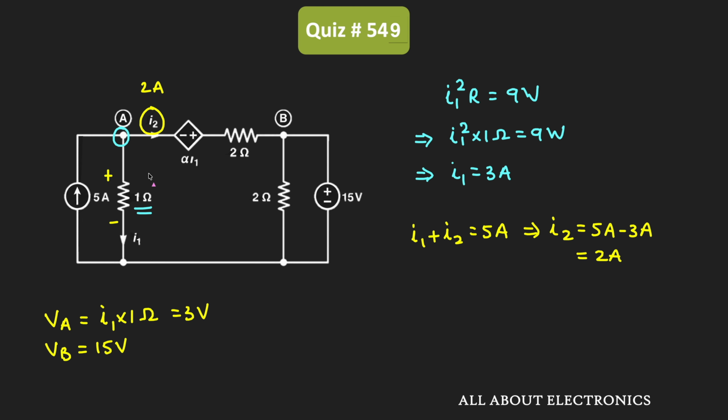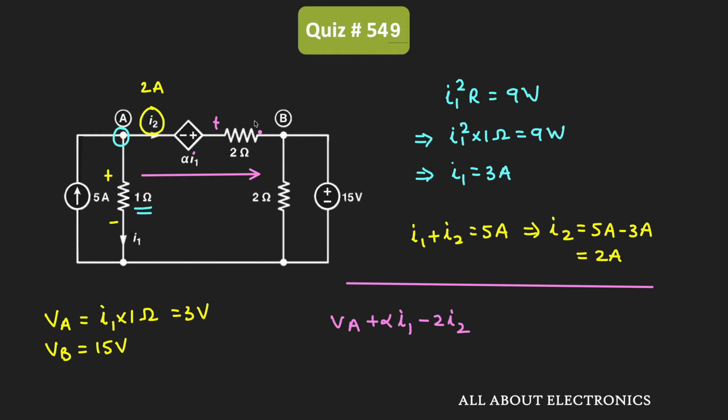So now if we apply the KVL in this path, then we can easily find the value of this alpha. If we apply the KVL, then we can say that this voltage VA plus alpha times I1, that is the drop by this dependent source, minus 2 times I2, that is the drop across this 2 ohm resistor, minus VB is equal to 0, because here the voltage at this node is equal to VB, while the voltage at this node is equal to VA.